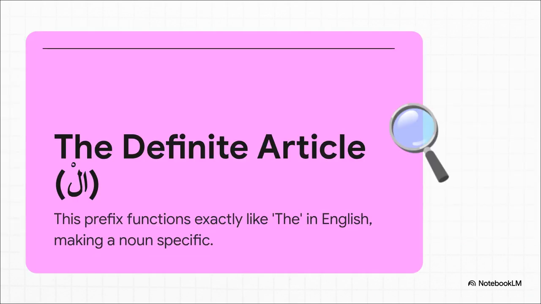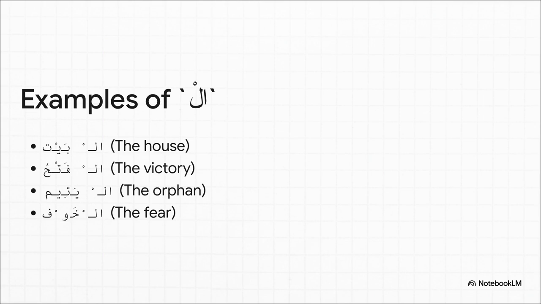First up, and this one is probably the most common, is the definite article, al. If you see these 2 letters, the aleph and the lam, smacked right onto the beginning of a word, you can be sure you're looking at a noun. It works just like our word the in English, making something specific. For instance, al-bayt isn't just any house, it's the house. Al-fathu is the victory. Al-yatim is the orphan. See that little L at the start of each one? That's your signal. It's a giant neon sign telling you this is a noun.